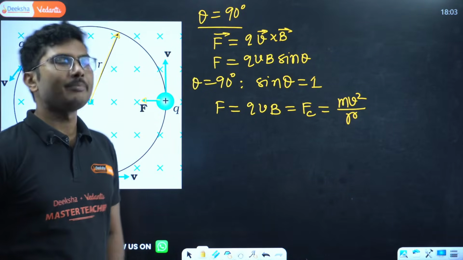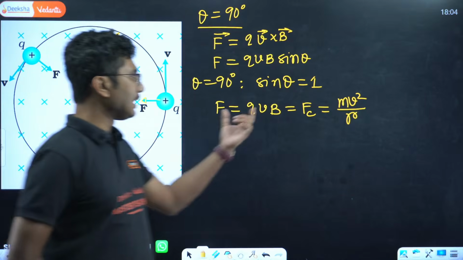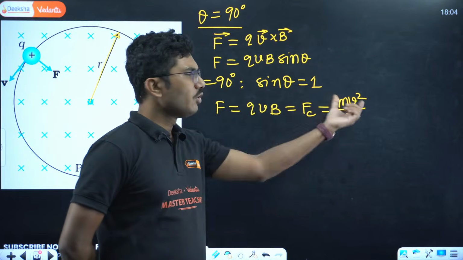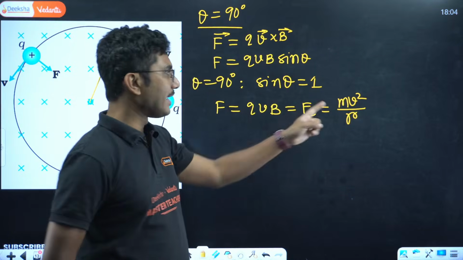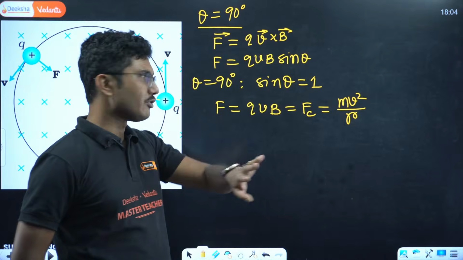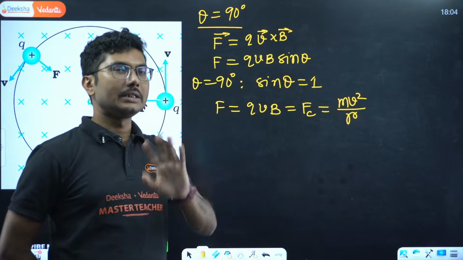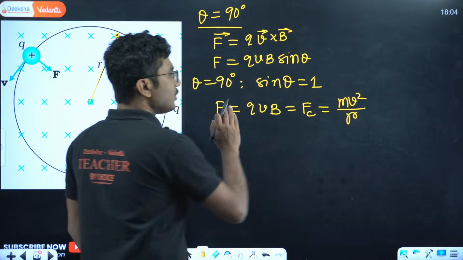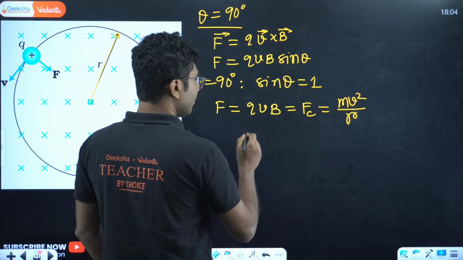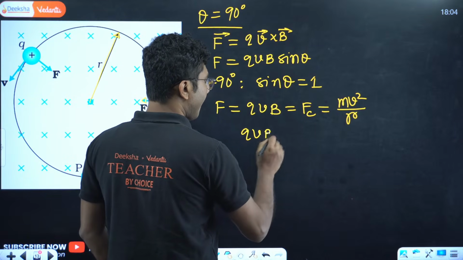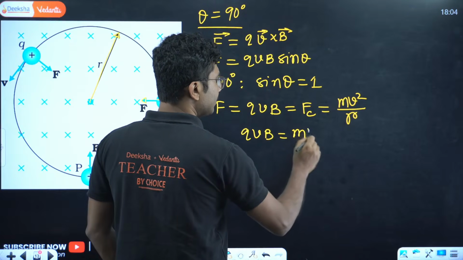Formula remains same even in this case. So, basically we need to compare these two quantities and find the radius. Few things you have to find: the radius, angular motion and time period. These are the things that you need to find. So, first we will find the radius. qvB equals mv square upon r.